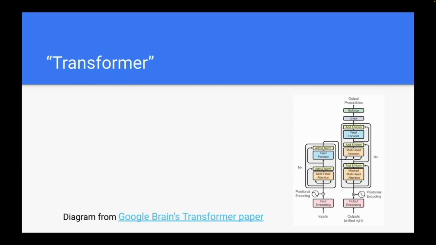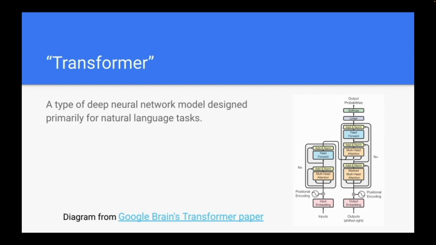And then finally, the T stands for transformer. This is the most technical concept here. I've got a little diagram of a transformer. I believe the Google Brain people invented the transformer, and this came from their paper. A transformer is a type of deep neural network model, and they're especially popular in natural language tasks. Don't worry too much about what a deep neural network is. If you don't know already, it's a box that has a lot of knobs.